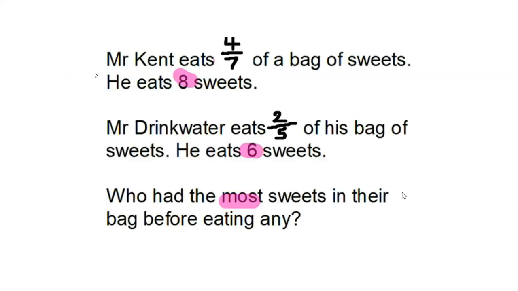This one. Now a lot of words here. Don't be put off. It's not that bad. We're just going to use one of the skills that we've practiced quite a few times. Mr. Kent eats 4/7 of a bag of sweets. He eats 8 sweets. Mr. Drinkwater, strange name, eats 2/5 of his bag of sweets. He eats 6 sweets. Who had the most sweets in their bag before eating any?